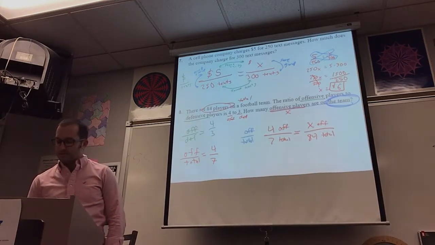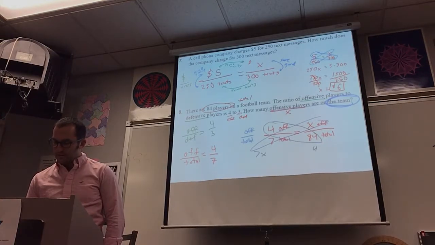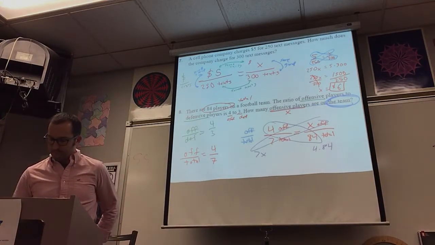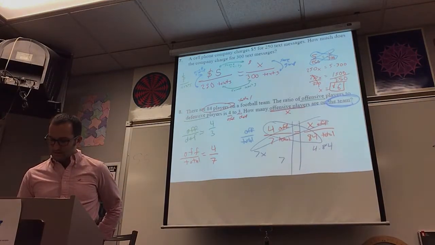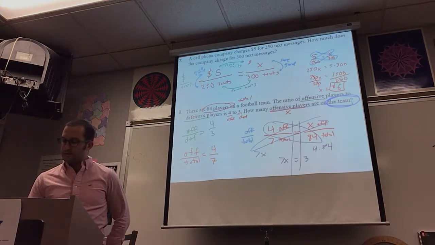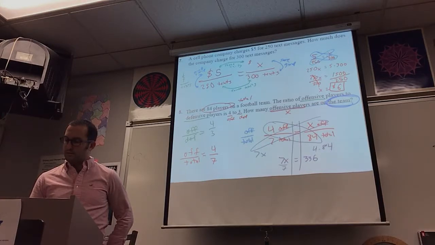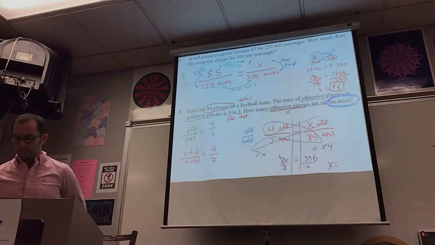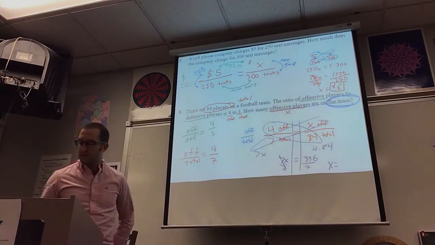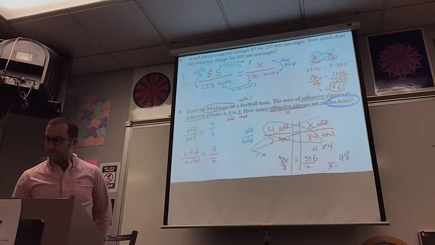Now I just use cross products. 7x equals 4 times 84. You guys have calculators, so that shouldn't be difficult multiplication. 7x equals what? 336. And x equals 48. 48 what? Offensive players.